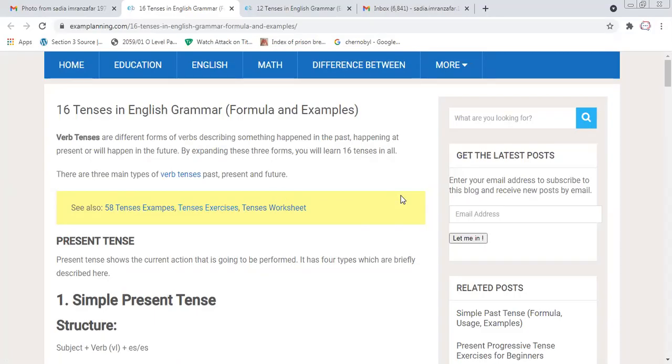So we are going to talk about tenses today, and basically there are three basic tenses. They are present, past, and future, but they are further divided into their forms. So what are verb tenses? They are different forms of verbs describing something that happened in the past, happens in the present, or happens in the future.